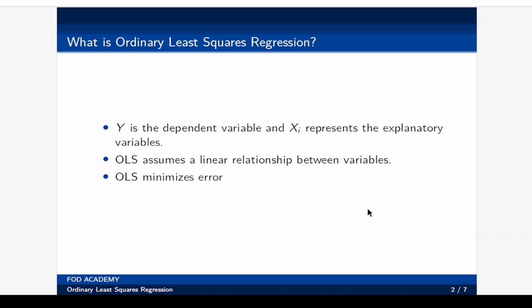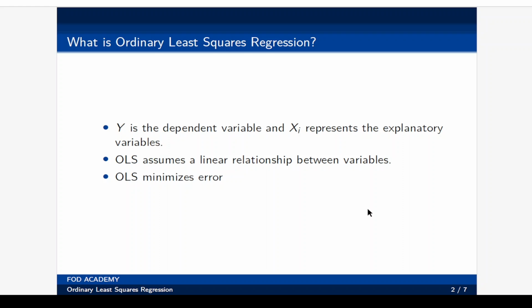Ordinary least squares regression is a statistical method used to estimate the relationship between a dependent variable and one or more independent variables. The main goal of OLS regression is to find the best fitting straight line through a set of data points. This line helps you understand the relationship between a dependent variable and one or more independent variables. Y represents the dependent variable and xi represents the explanatory variables. We could always have multiple explanatory variables, which are also known as independent variables.